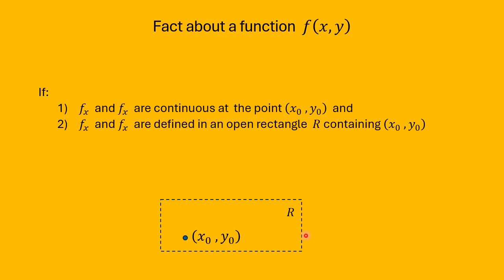So here's an open rectangle. That means a set of points, in this case rectangular shape, that does not include its boundary. So a point right on the boundary is not part of R, but something in the interior would be a part of the open rectangle R. And this point x0, y0 is inside R, as shown here. Well, if these two conditions are satisfied by the function f, then it turns out f is differentiable at x0, y0.